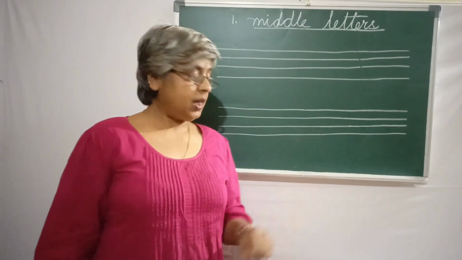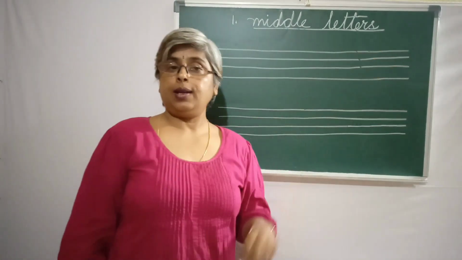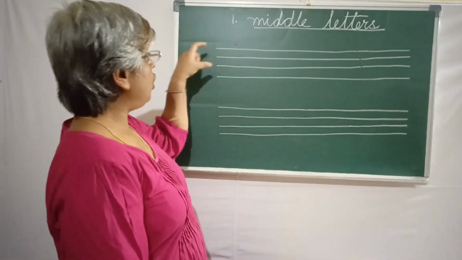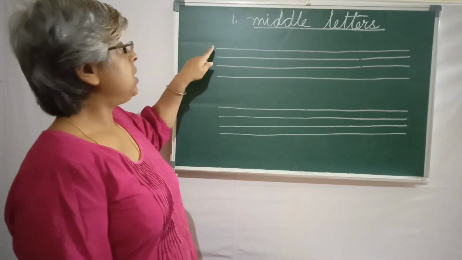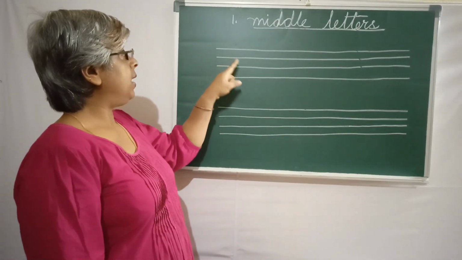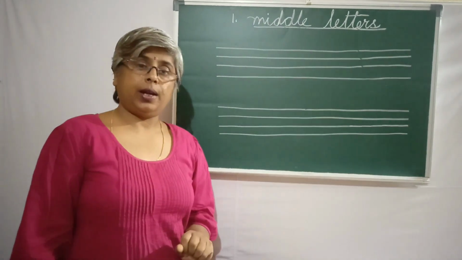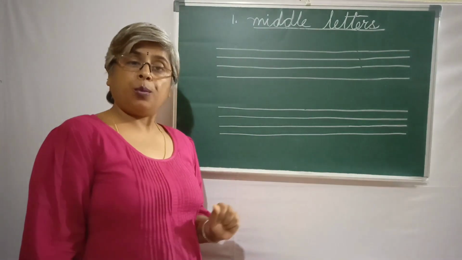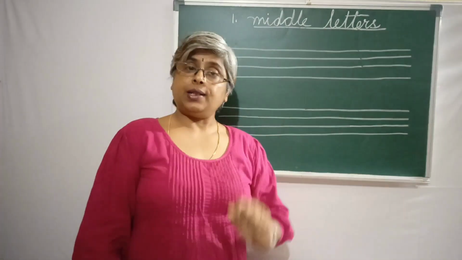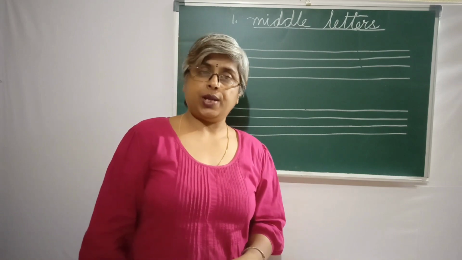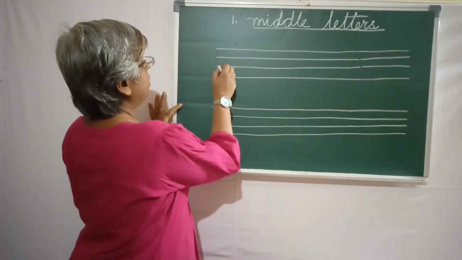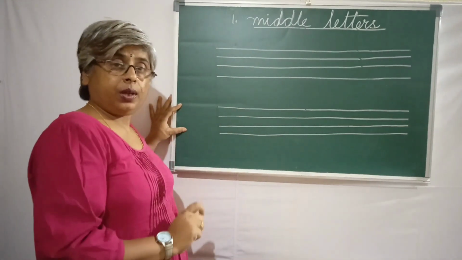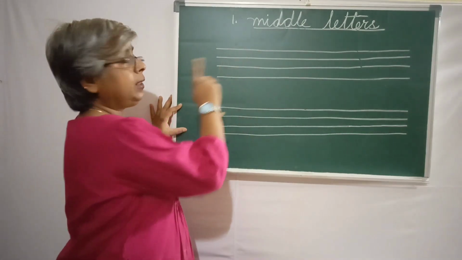Now, let's see. I have drawn 4 lines here. We have got English copy, 4 line copies. Then we have got 4 lines here. Let me call it: first line, second line, third line and 4th line. Same here. Now I am going to tell you all the middle letters which come from A to Z. The first one is A. When I am writing middle letters, I am using only the second line and the third line. We do not touch the first line and the 4th line.